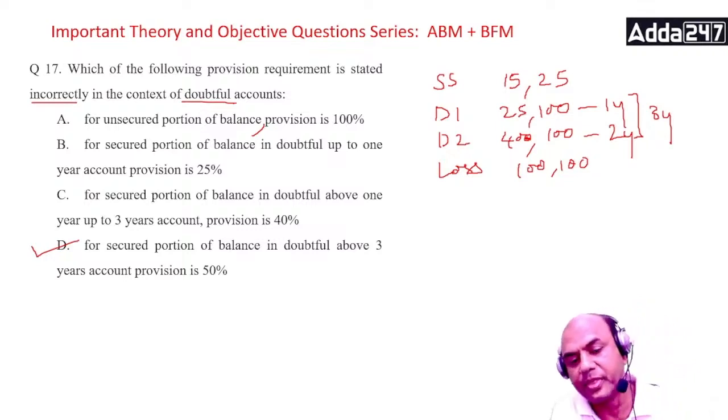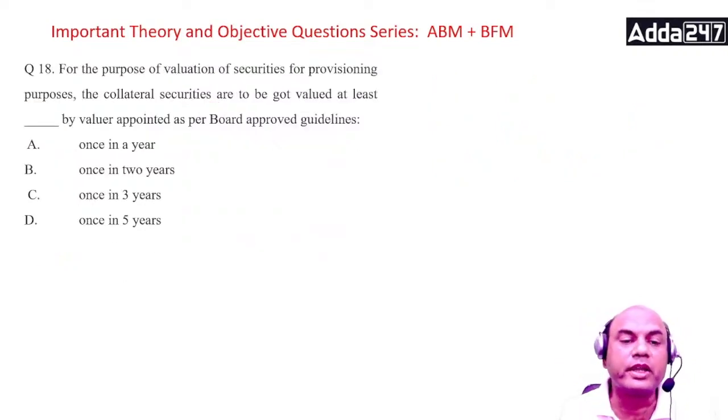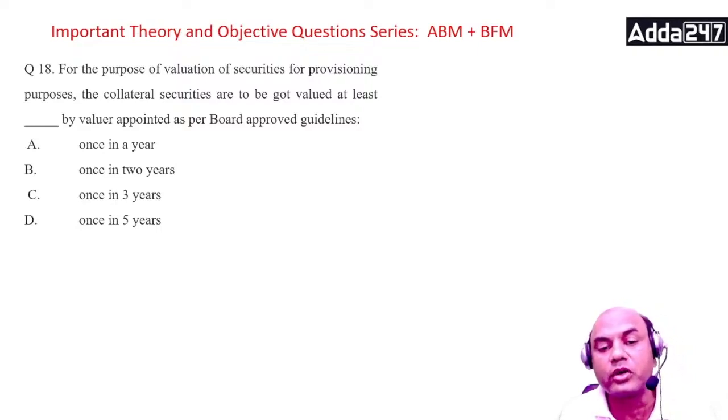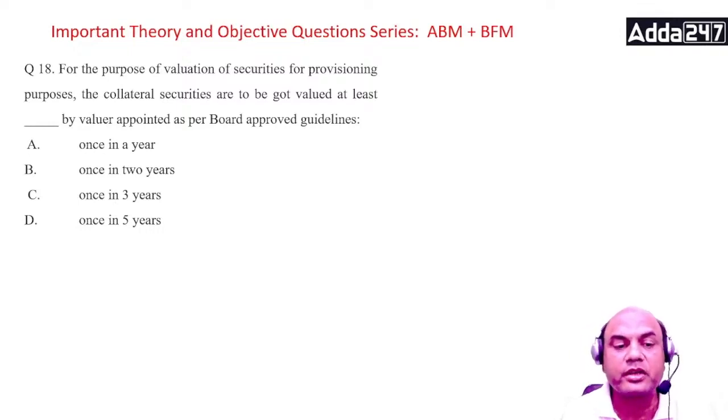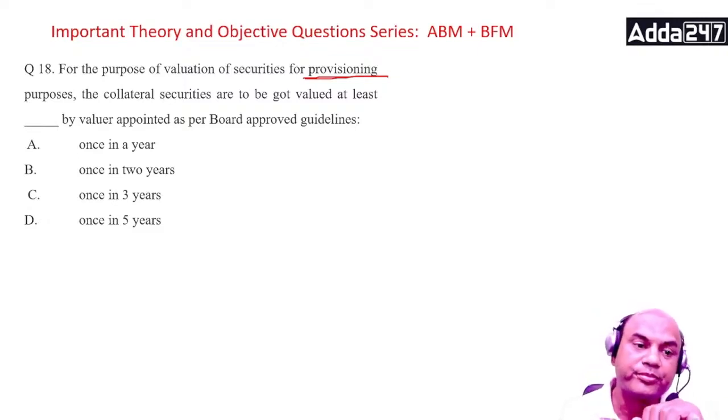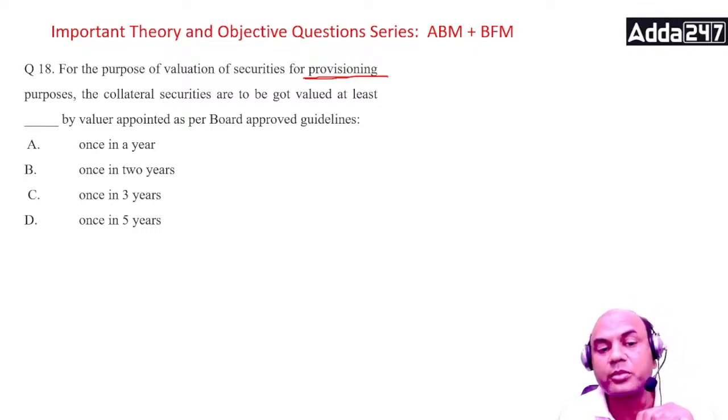Okay. Next one. For the purpose of valuation of securities for provisioning purposes, the collateral securities are to be got valued at least dash by the valuer appointed by the board approved guidelines. What do you mean by provisioning? Provisioning means whenever we do the secured or unsecured provisioning for these NPA loans.